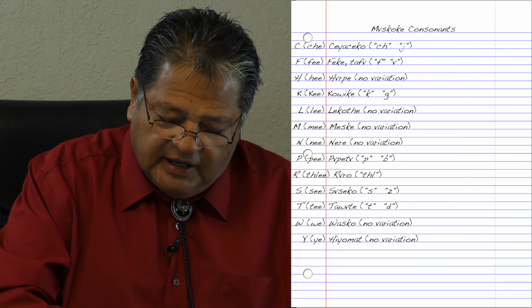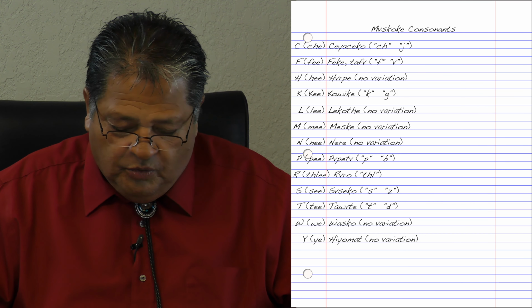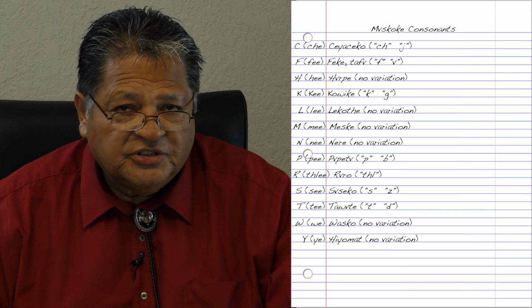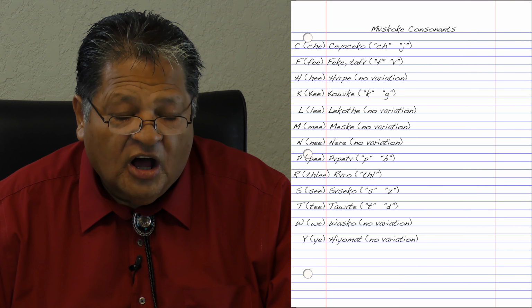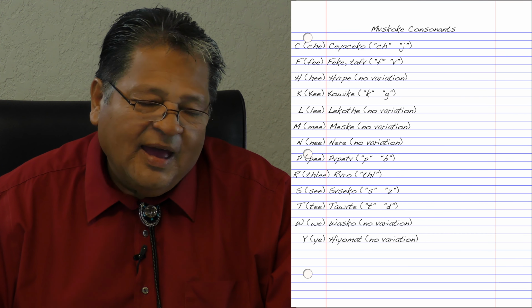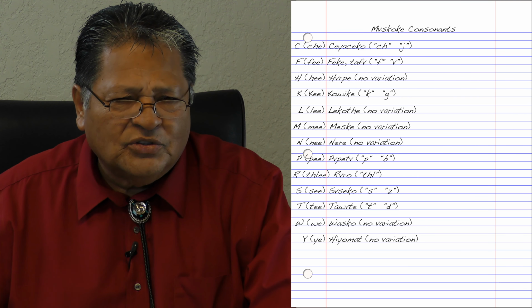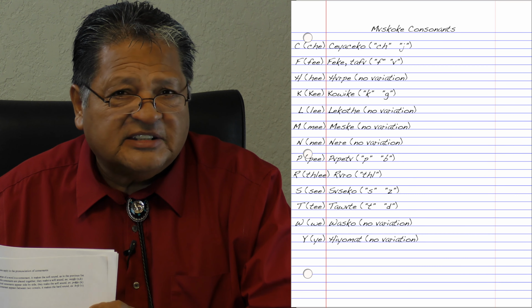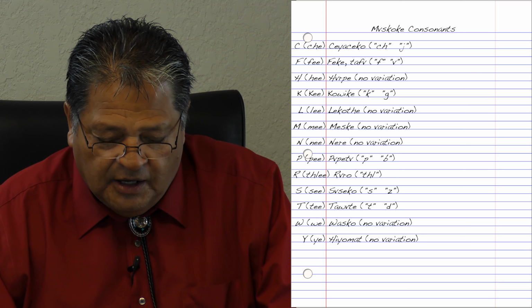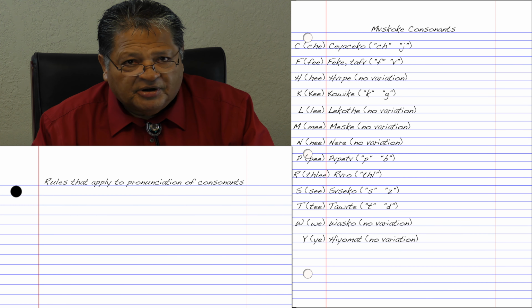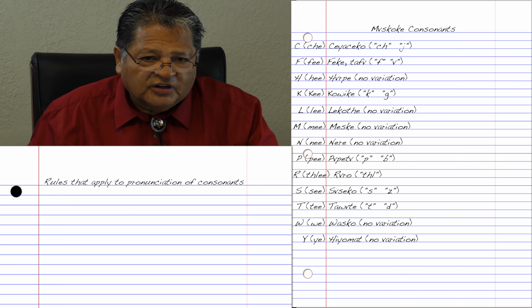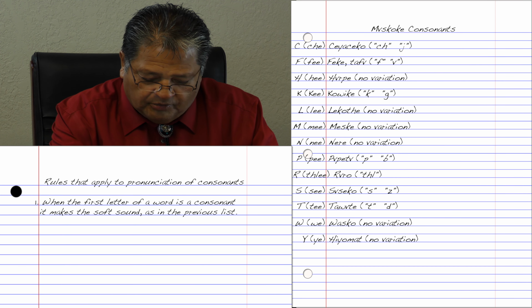Now, as I said these words and went through them, you notice that some of these words sounded soft, or the consonants rather sounded soft, and some of them sounded hard. Why? What are the rules that dictate when it sounds soft or when it sounds hard? Here are the rules that apply in the pronunciation of consonants. And as I mention these rules, look at the words that I just went over, for example.